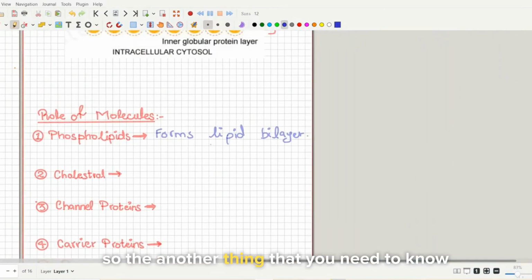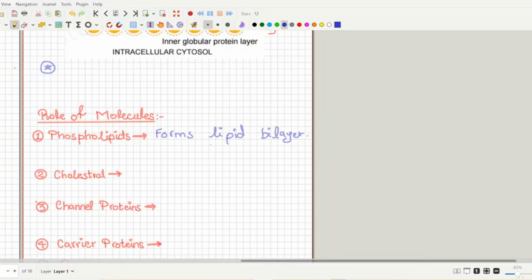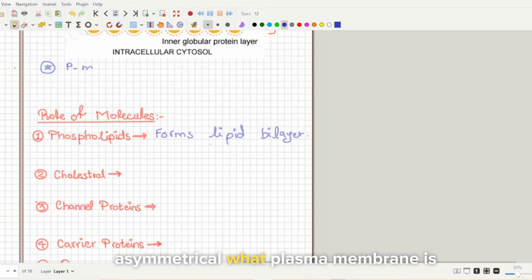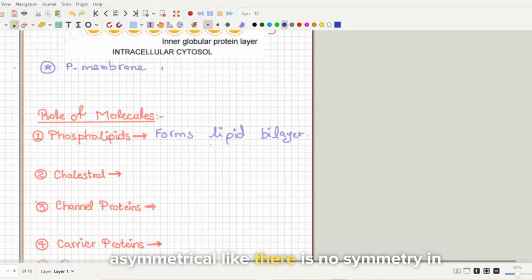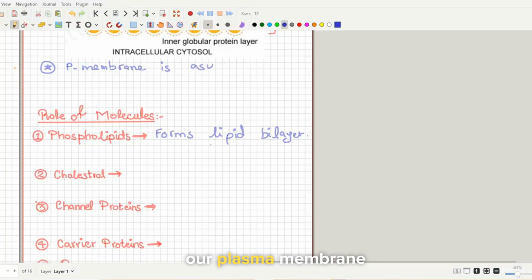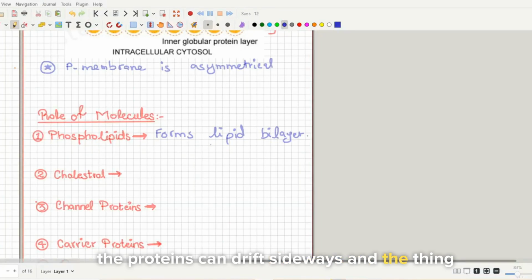The other thing you need to know is that the plasma membrane is asymmetrical. What? The plasma membrane is asymmetrical, like there is no symmetry in our plasma membrane. The next thing you need to know is that the proteins can drift sideways.